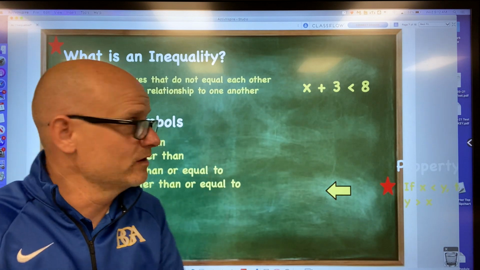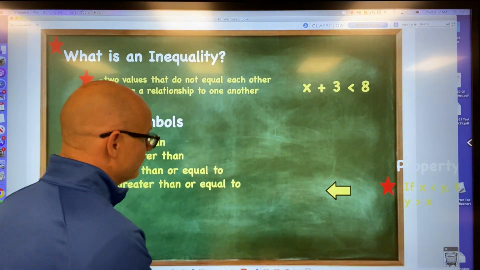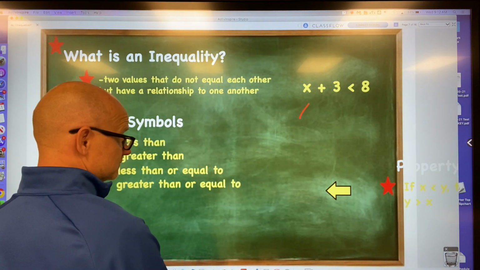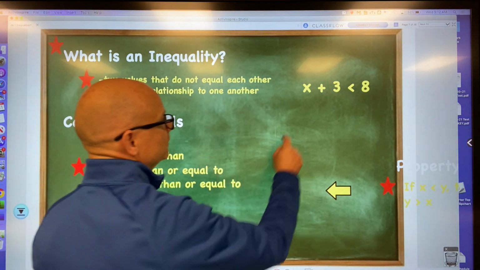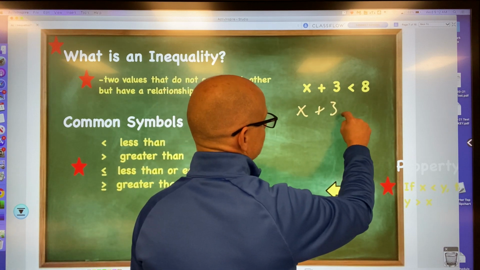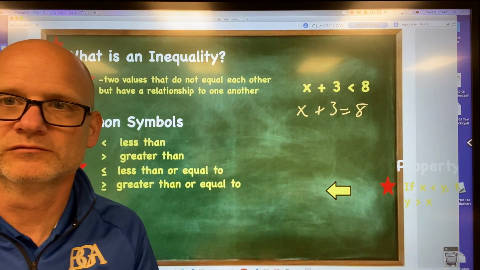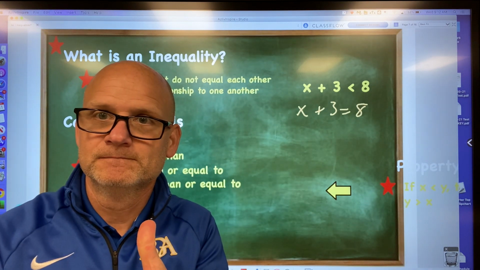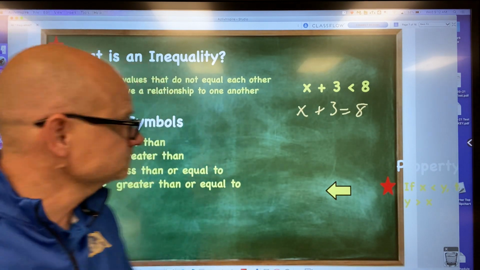It's just not one. Whereas when we had an equation, we had something like x plus 3 equals 8. Now we have one answer, 5, right? But in an inequality, we could have several answers.